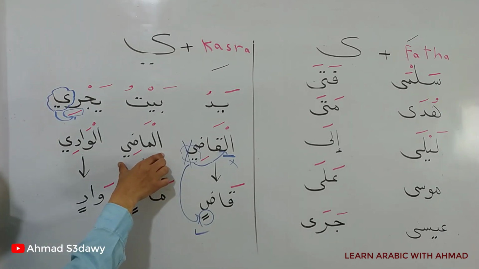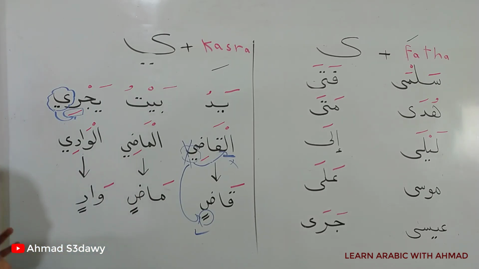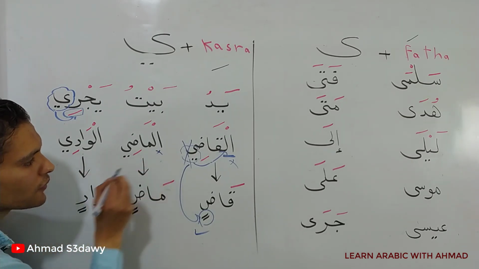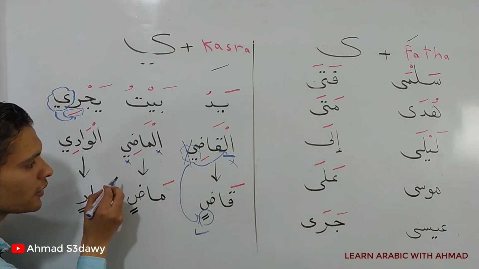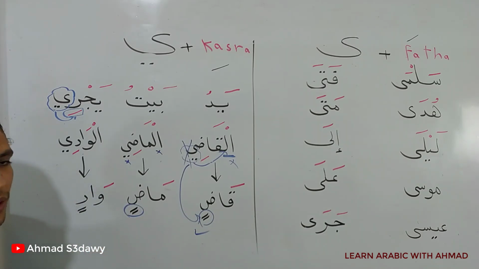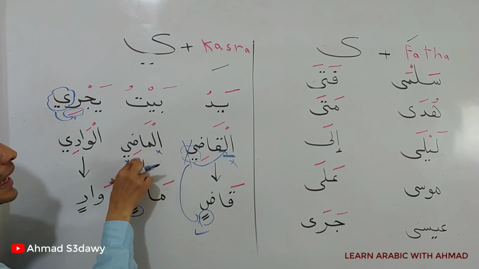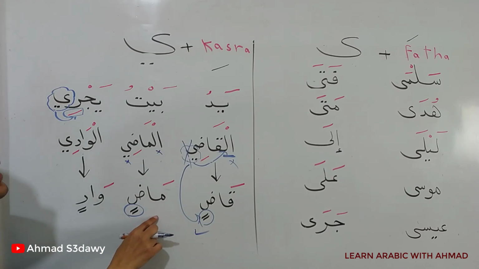And same goes with these words. Al-madi, so if you are going to delete the alif and lam, you delete the ya and you put tanween with kasra. Instead of saying al-madi, you say madin.